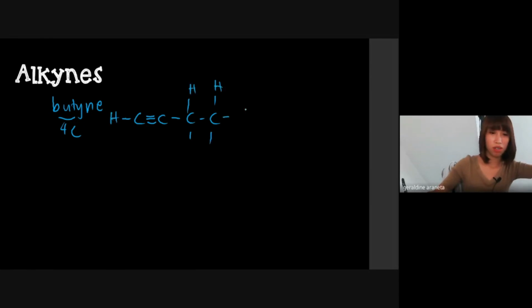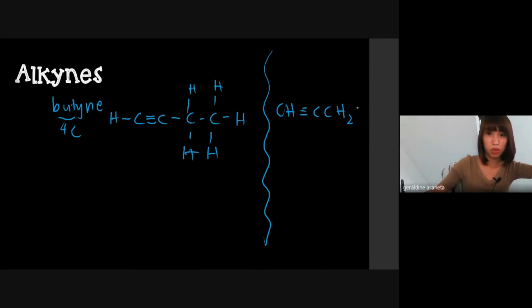How about butyne? Okay. So, butyne would be 4 carbons. So, 1, 2, 3, 4. Since it has no number in front, we can place the triple bond here. Then one here, one here too. Then the rest would be single bond. Hydrogen, hydrogen, hydrogen. Okay. So, structural formula, CH, triple bond, C, CH2, CH3. That is for butyne.